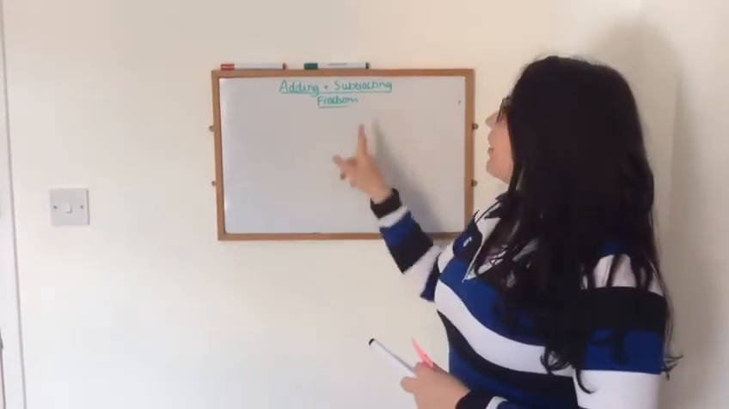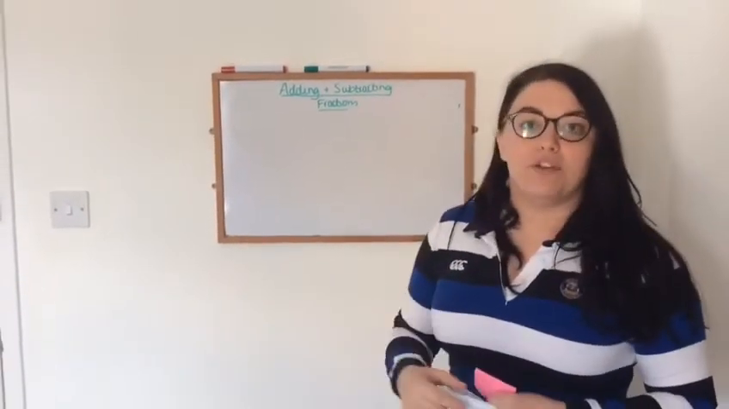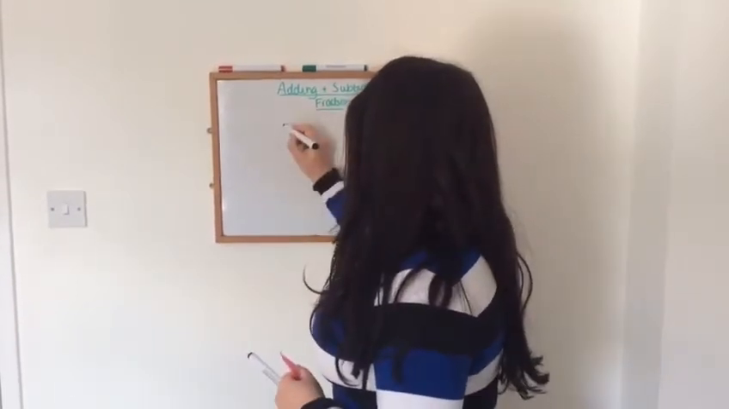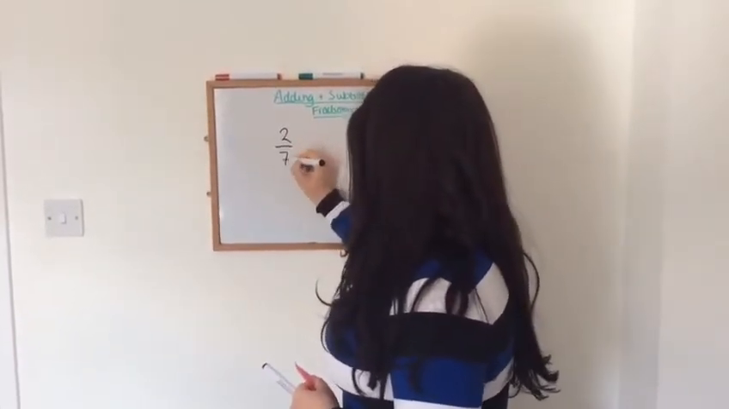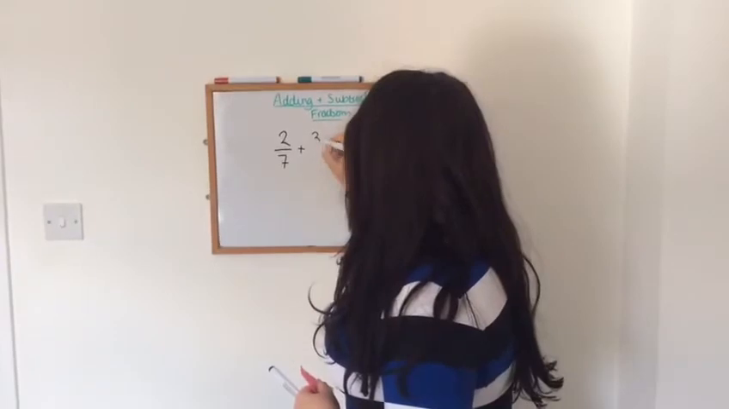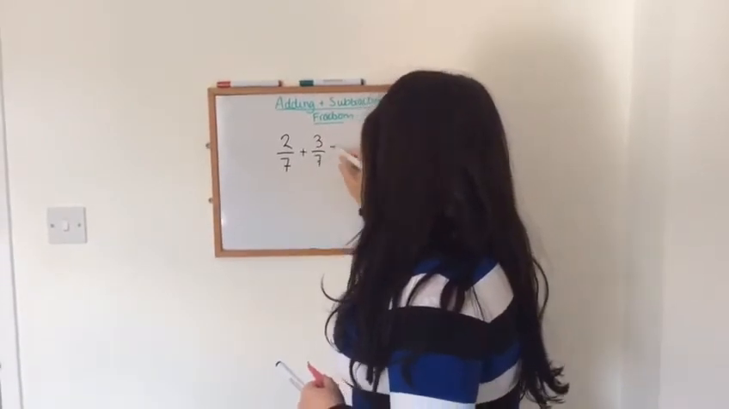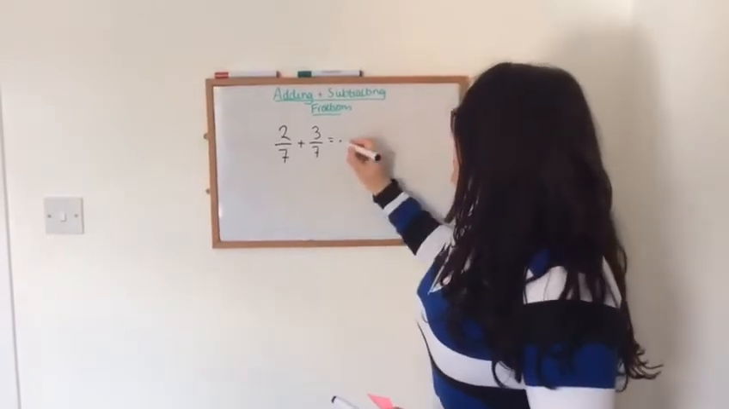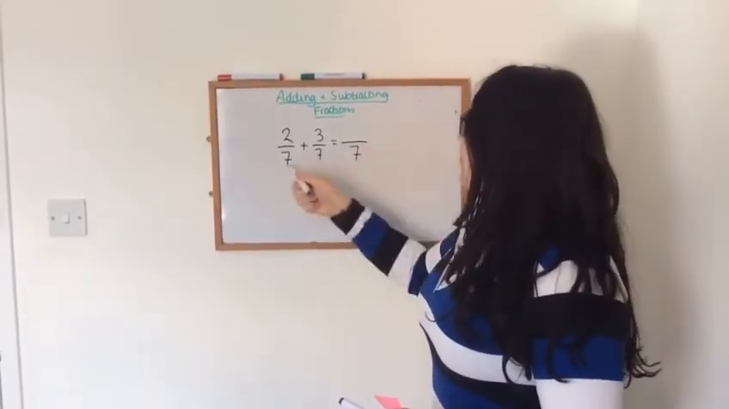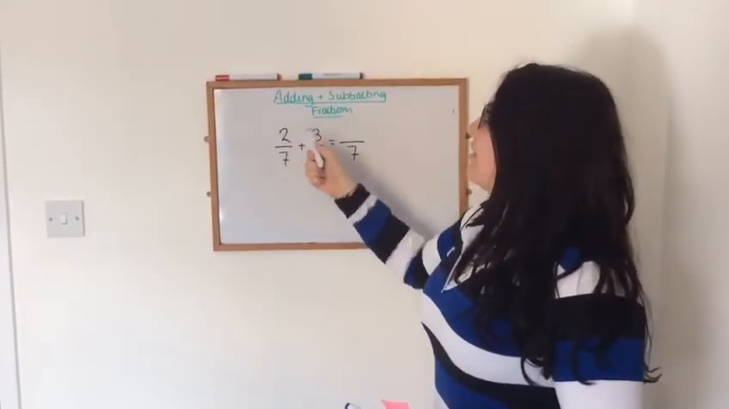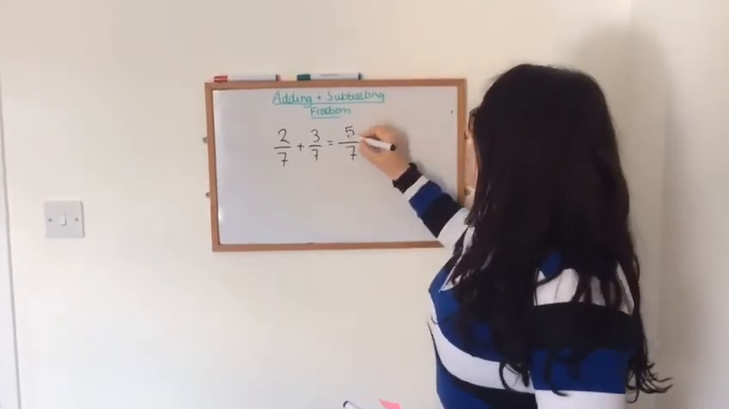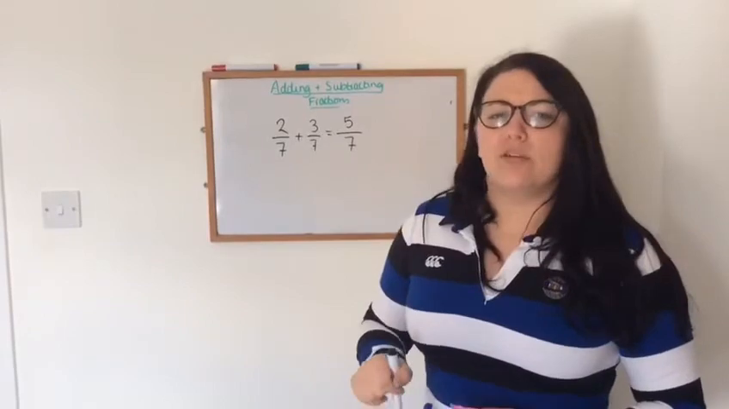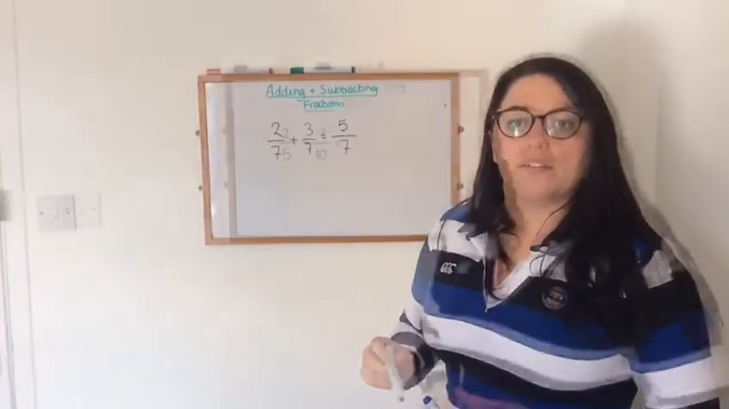Adding and subtracting fractions is so simple if the denominator's the same. So if it was, for example, 2/7 add 3/7, if the denominator's the same, it's so straightforward because it carries on being the same here, 7, 7, 7, and then you just add these two numbers together to get your answer. Same thing for taking away, it's super simple. So simple that I think it's too simple for us, so we're going to look at some different questions.